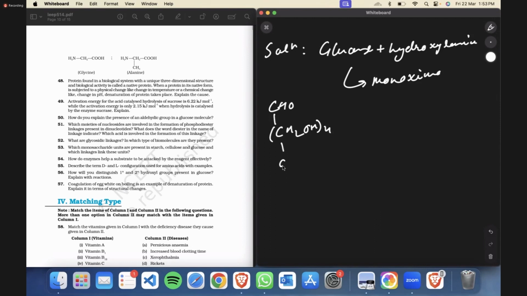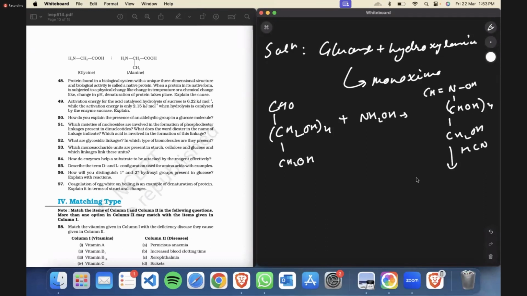And again, CH2OH plus hydroxylamine, NH2OH. So CH double bond NOH and the rest the same things, CHOH whole 4 and CH2OH. This is glucose oxime, and when this glucose oxime reacts with HCN, it will form glucose cyanohydrin.